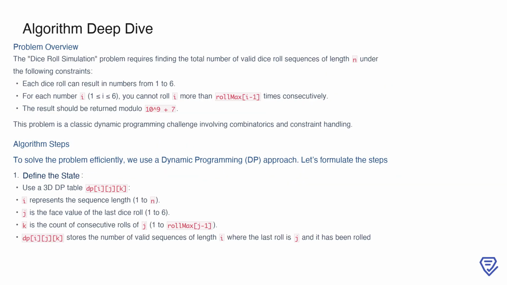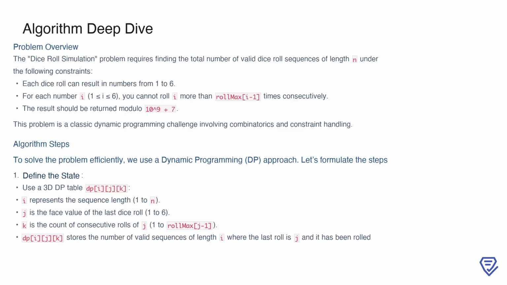The dice roll simulation problem challenges us to determine the total number of valid dice roll sequences of a given length, n, under specific constraints. Each dice roll can result in numbers from 1 to 6, but for each possible number, the maximum number of consecutive rolls is limited by the rollMax array. For example, if rollMax[0] is 2, the number 1 cannot appear more than 2 times in a row. Since the result can grow large, we must return it modulo 10^9 + 7.